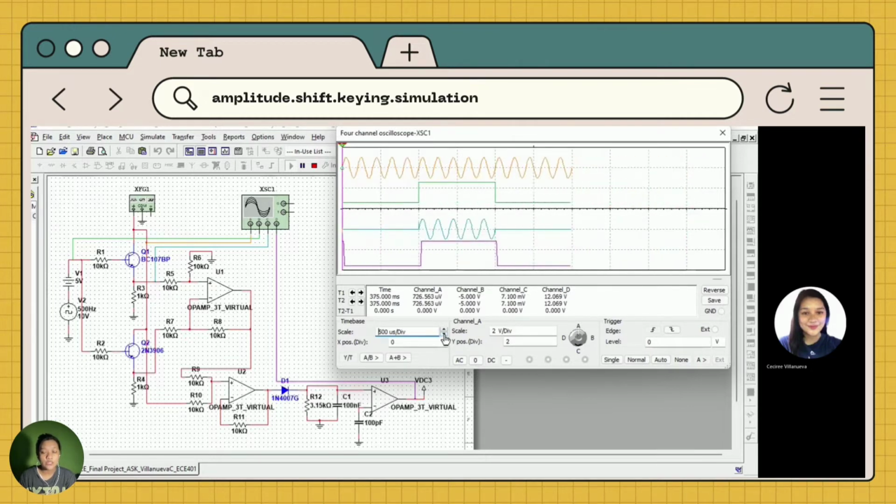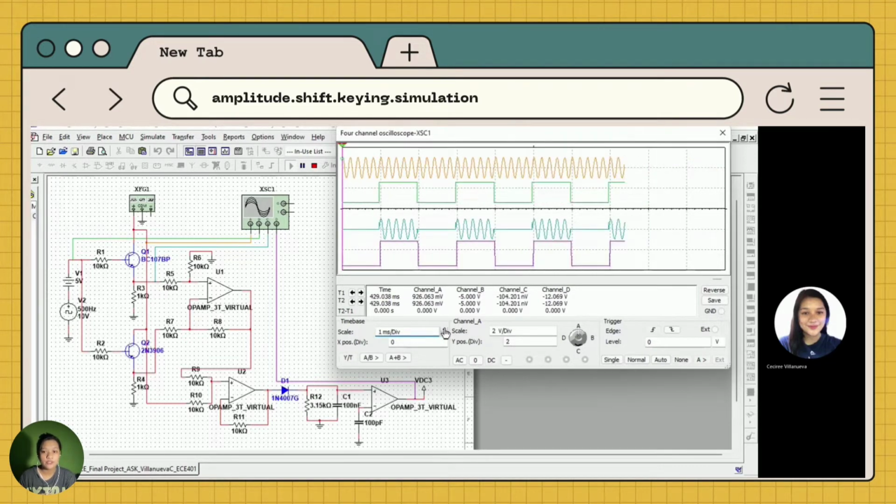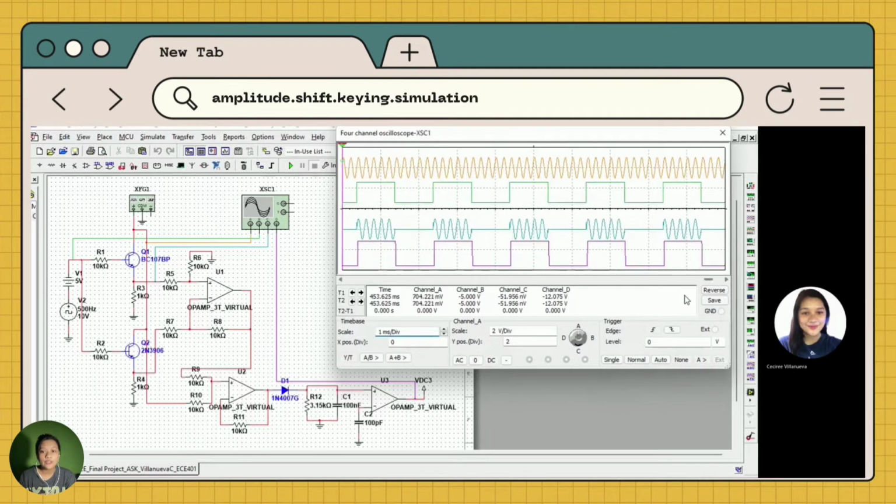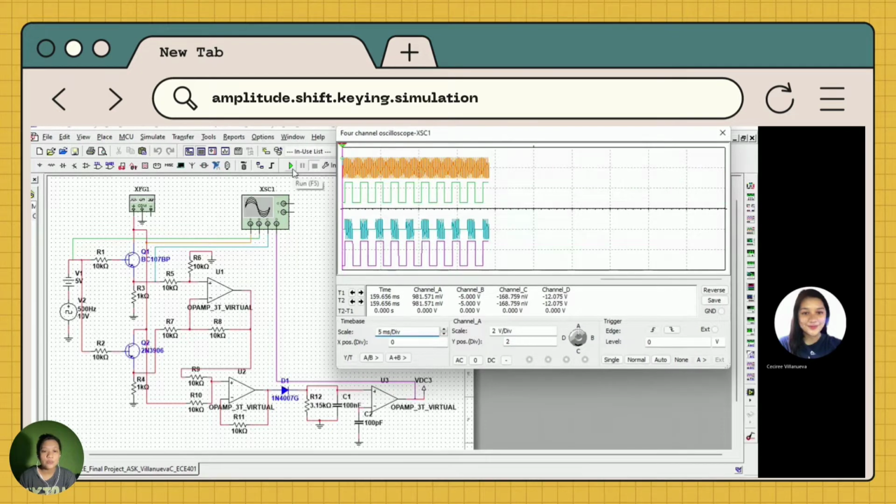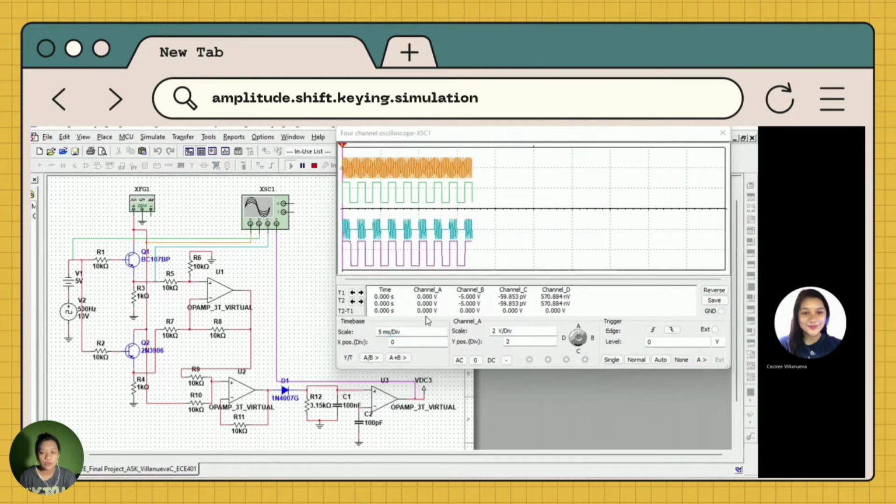In the modulator circuit, we can see that there is a clock voltage for the square waves, BC107BP BJT NPN, 2N3906 BJT PNP, a 3-terminal operational amplifier, and resistors with 10 kiloohms and 1 kiloohm in value.